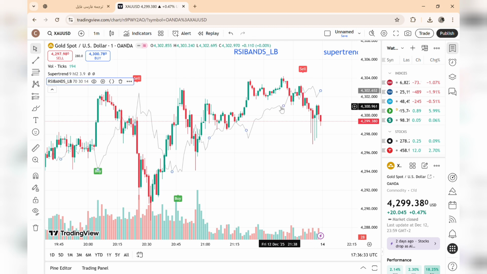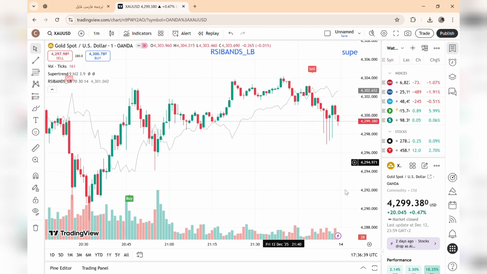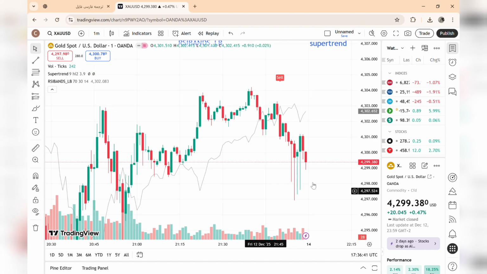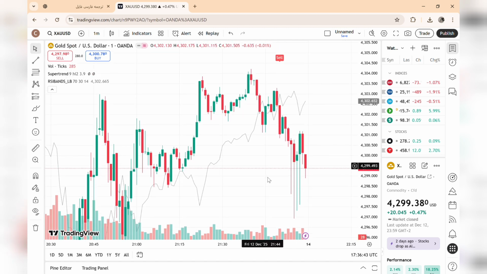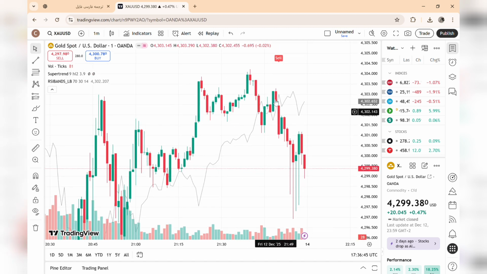Whenever the black RSI line is broken by the red candles and the sell signal appears, enter a sell trade. And whenever the black RSI line is broken by the green candles and a buy signal appears, enter a buy trade.